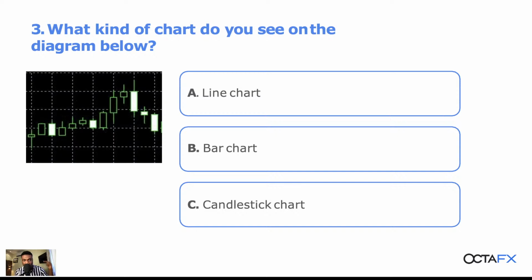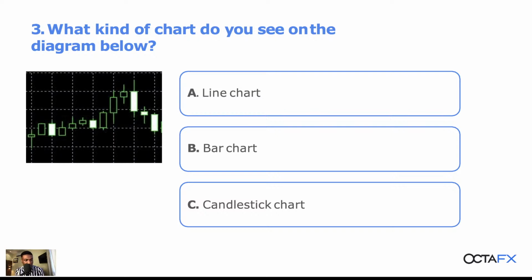You know what to do, guys. Answer in the comment section and indicate what number you're answering. So if 3 is A, for example, you can write number 3A, number 3B, or number 3C. Toby says 3 is V. It's just A, B, C. A, line chart. B, bar chart. C, candlestick chart. There is no V.